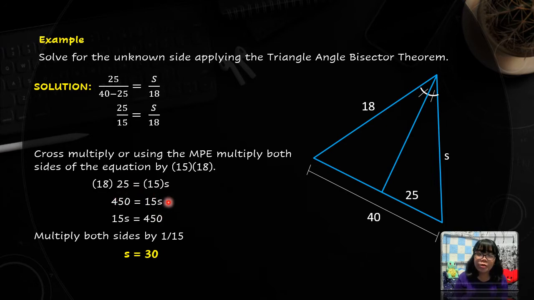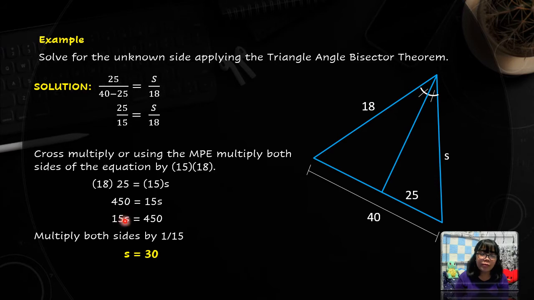Now, we can interchange these two. We can put 15S on the left side and 450 on the right side. That is the symmetric property of equality. 15S now is equal to 450. In order for us to get the value of S, either we multiply the left side and the right side of the equation by the reciprocal of 15 to get rid of 15 here, so that is 1 over 15, or we can simply divide both sides of the equation by 15.